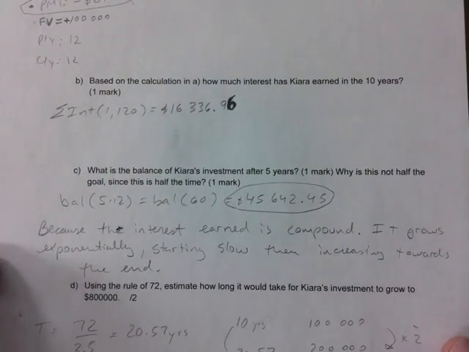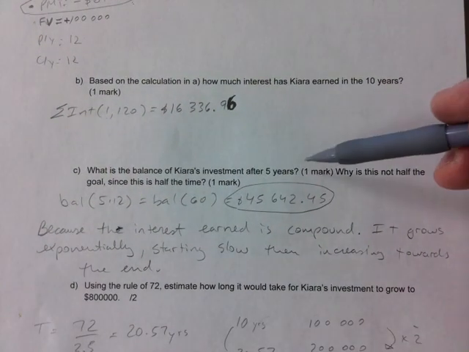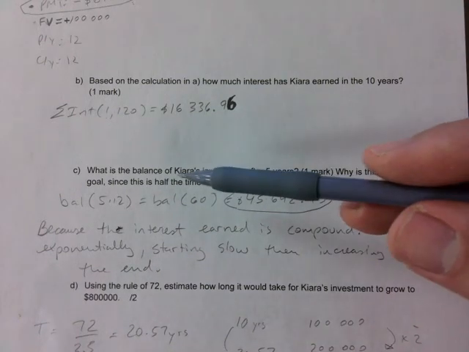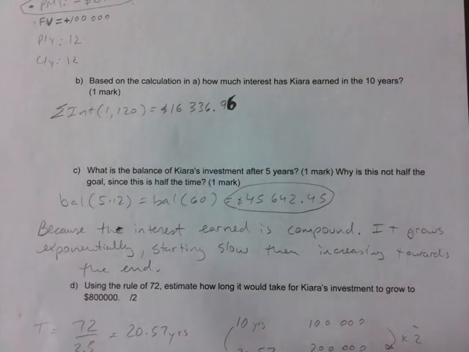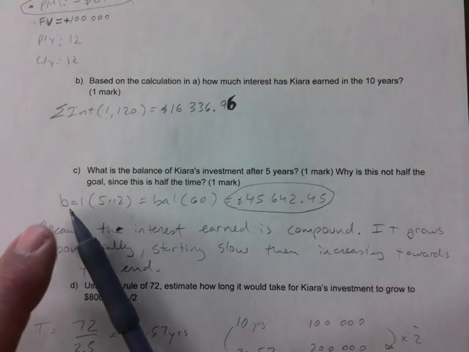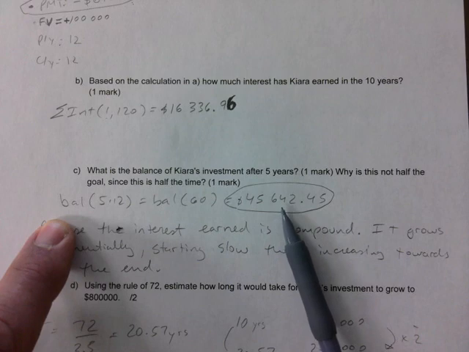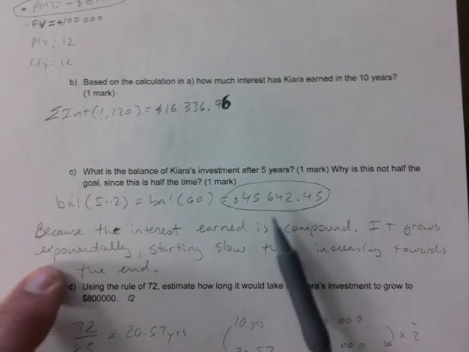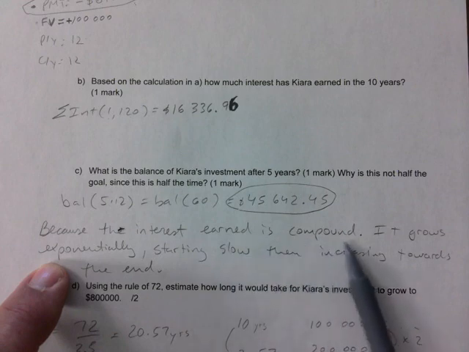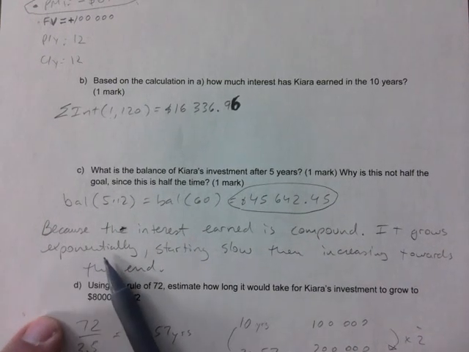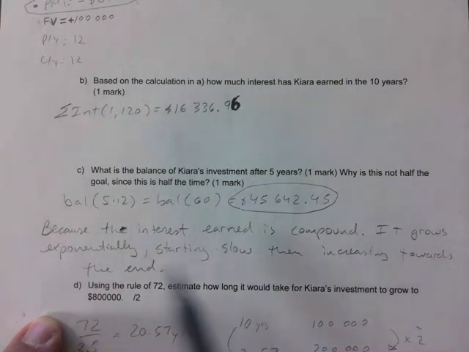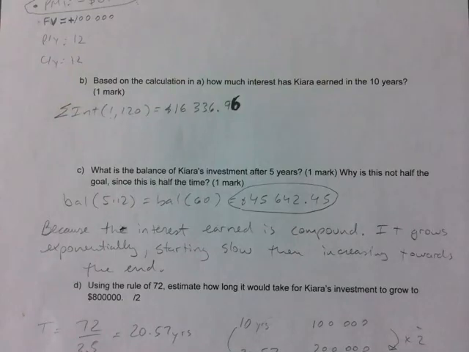What's the balance of Kiara's investment after 5 years? Why is it not half the goal since it's half the time? And your answer will be compound interest. So first of all, the balance at 60 is this much. That's less than 50,000, right? Because half would be 50. It's because the interest earned is compound. It grows exponentially, starting slow, then increasing towards the end. So compound interest isn't linear. It's not like, oh, halfway through we're going to get to 50 and then it'll be another 50 the second half. It doesn't work like that.